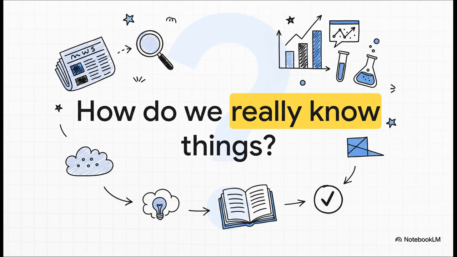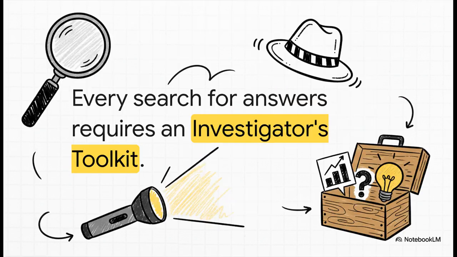When you see some wild statistic or a big news story, do you ever just stop and think, wait a minute, where did that actually come from? How did we get from just being curious about something to actually knowing it's true? Well, the best way to think about it is to picture yourself as an investigator. And like any good detective, before you can even start to solve the case, you've got to build your toolkit. You need to know which tools to grab and, just as importantly, when to use them.